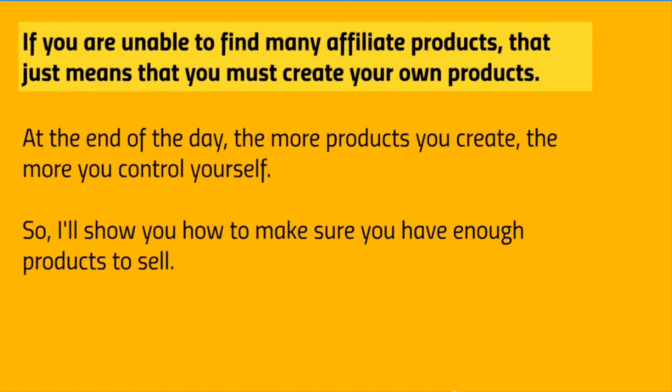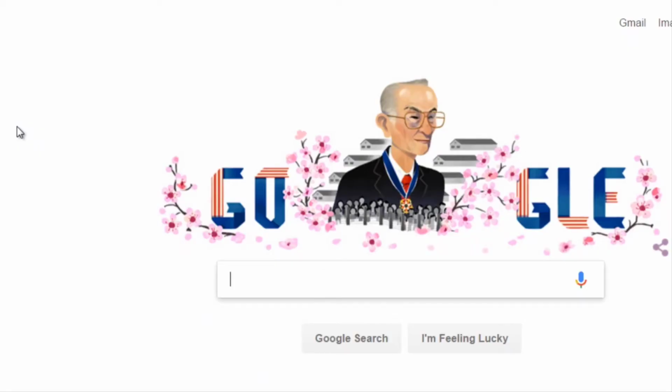So what I want to do now is just head on over to Google. I'm going to show you real quick how to find products that you can sell, if it's an affiliate product, or if you want a private label rights shortcut. So this is going to be a quick and easy exercise.